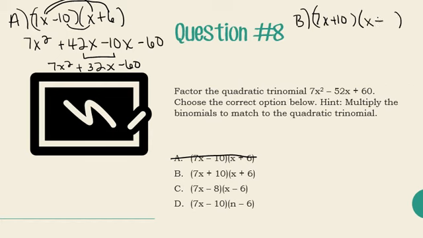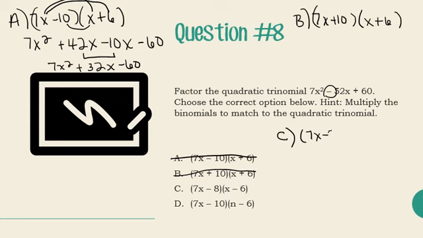Now, when I rewrite this, I notice right away here that I have two positives. So when I multiply all of these numbers through, I'm only going to get positive numbers, which means I could never get this negative right here with the 52. So because of that, I'm going to go ahead and eliminate choice B right away. I'm going to move on to choice C.